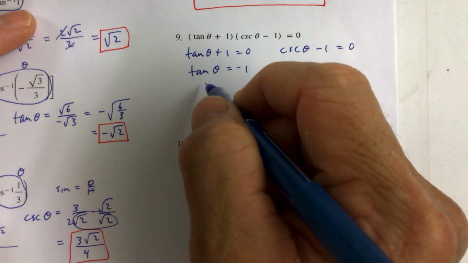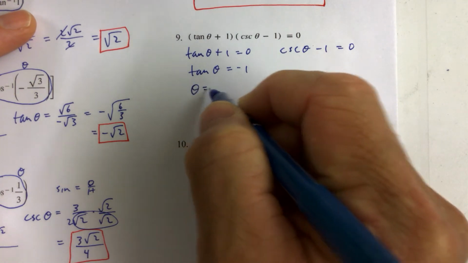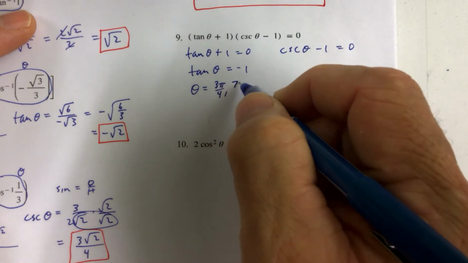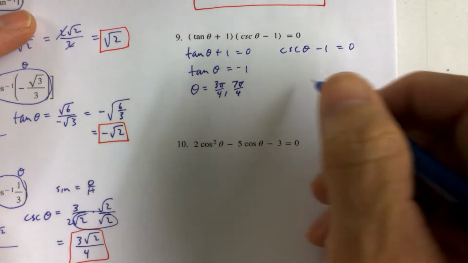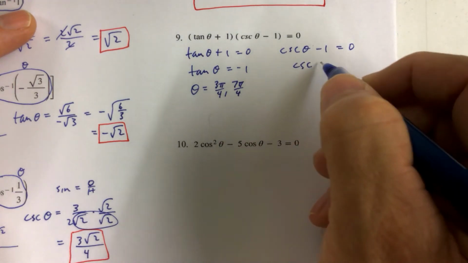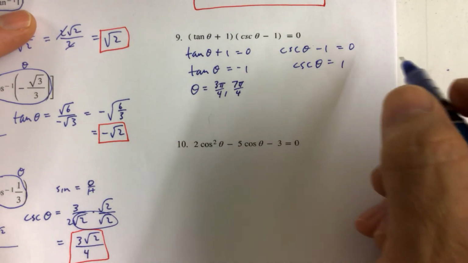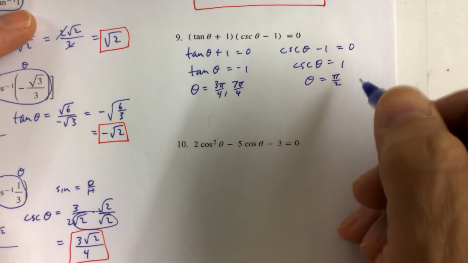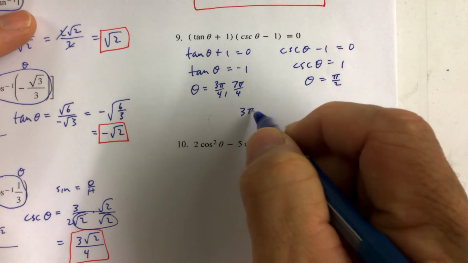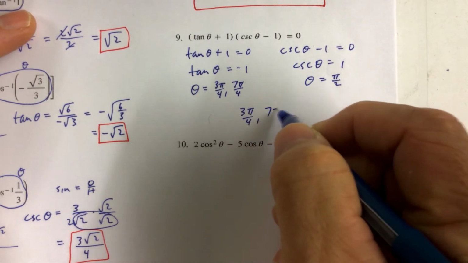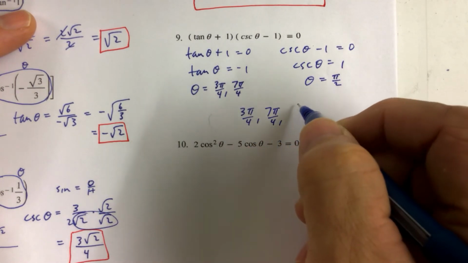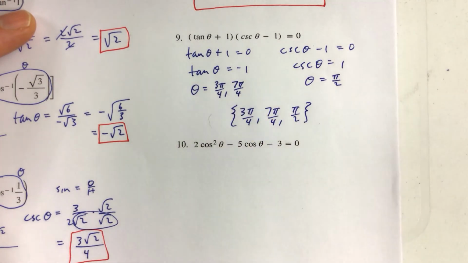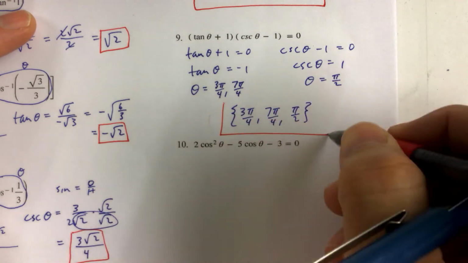Well, tangent's negative in the second quadrant, so that would be the 3 pi over 4 angle, as well as this fourth quadrant, the 7 pi over 4 angle. And over here, where is the cosecant of theta equal to +1? Well, it's the same place that the sine is equal to +1, that's pi over 2. So we have our final answer of 3 pi over 4, 7 pi over 4, and pi over 2. So that those three angles would make the original equation true.